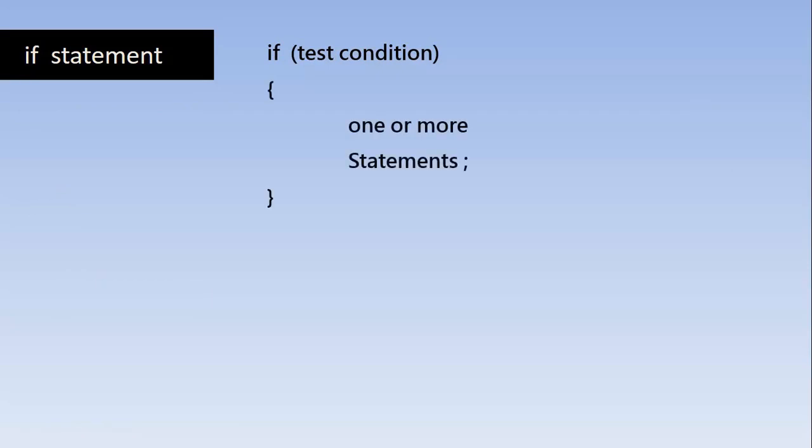So this is the snapshot of the if statement. Inside a pair of curly braces, we put one or more statements to be executed when this condition evaluates to true, right? If the condition evaluates to false, then none of the statements inside these braces are executed. These statements are executed only when the condition is true.